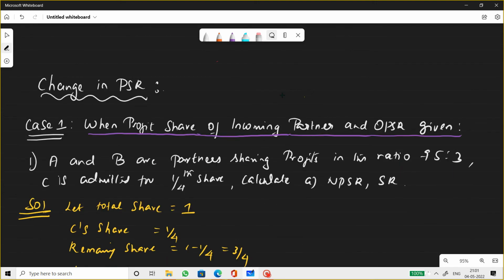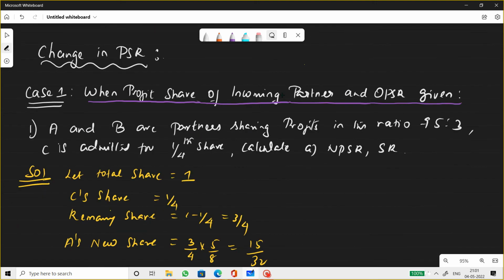Now in today's class, I'm going to focus on profit sharing ratio models. So change in profit sharing ratio. That means we will find the new profit sharing ratios as well as the sacrificing ratio. Now all the types of questions are broadly classified under four cases. So here case 1 first.